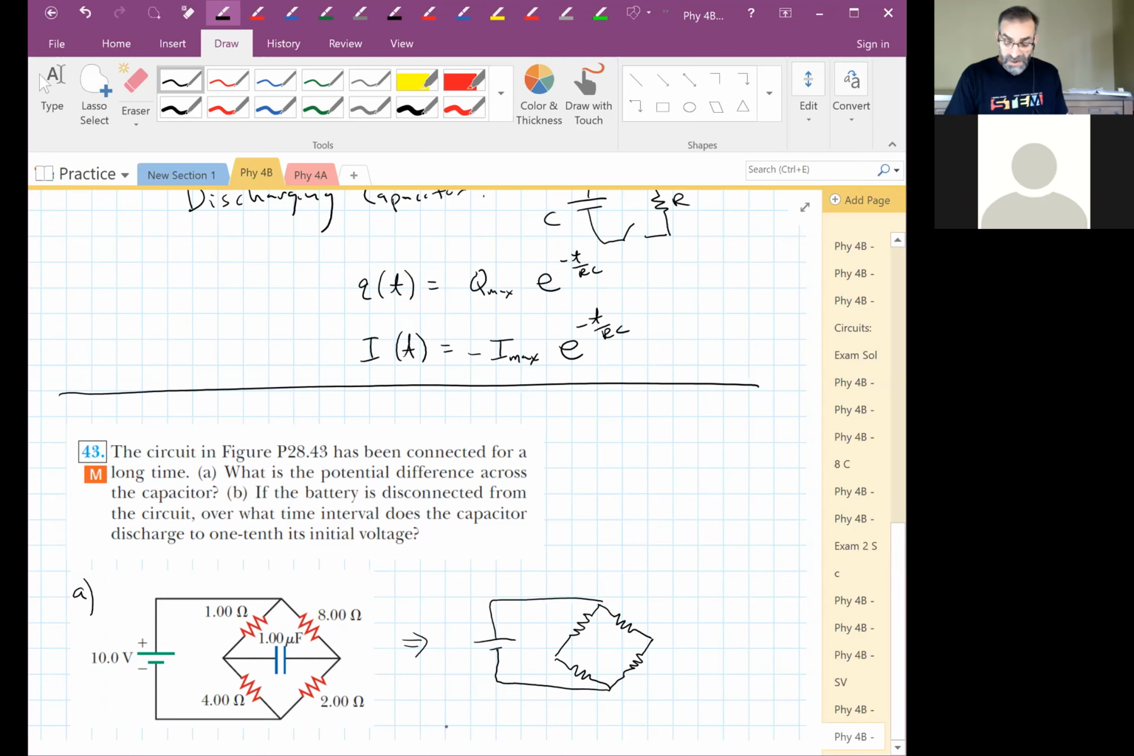You do not need Kirchhoff's for this. Nothing is going through, right? No current is going through that capacitor. It's been hooked up for a long time. That capacitor is in a steady state. No current is going through that branch. We can remove the whole branch with the capacitor. This is what our circuit looks like as far as current is concerned.